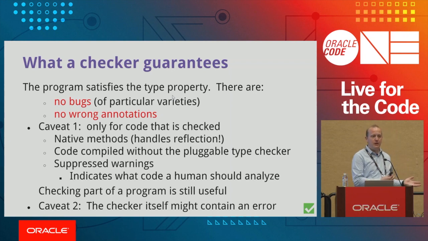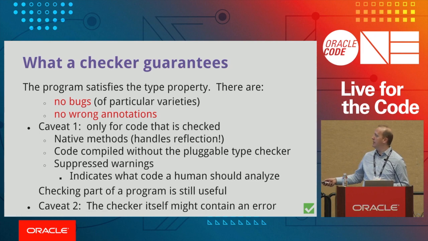Okay, so we heard about these type systems. What guarantees do we get out of them? What we want is that the program satisfies the type property that we care about. We don't care about every possible bug, every possible specification of behavior. We pick a property, and we want to guarantee that that property holds. We want no bugs of that particular kind, and we also want the annotations to be consistent. If you specify something as non-null, we want the guarantee that the code actually enforces that property. So you cannot cheat your way around the type system simply by specifying type annotations.